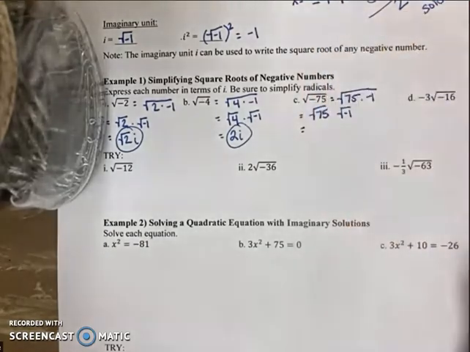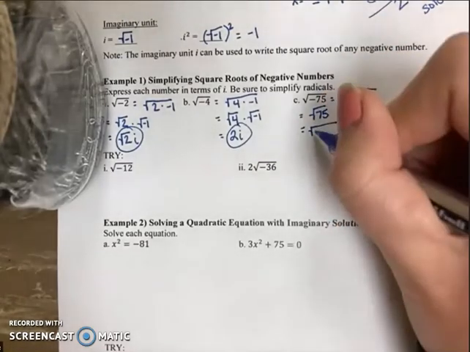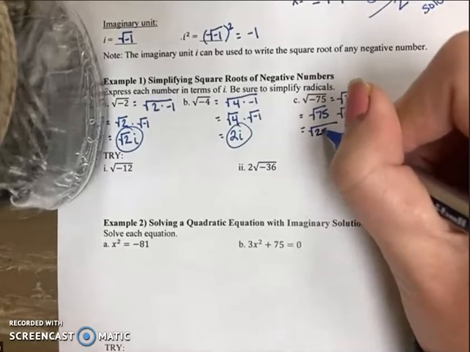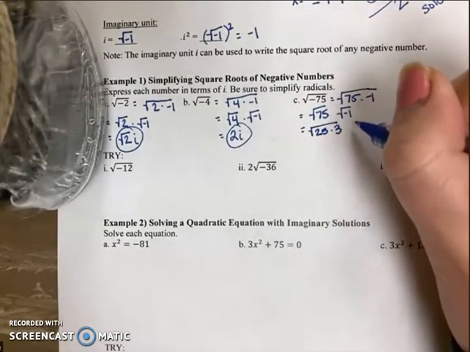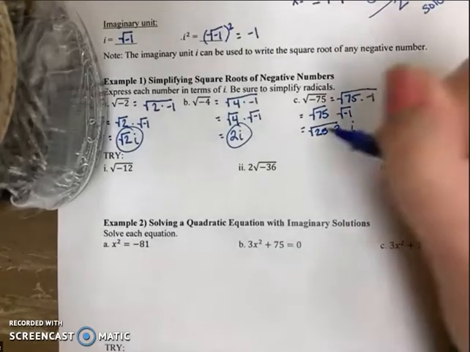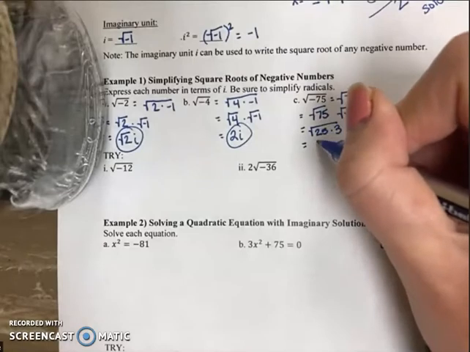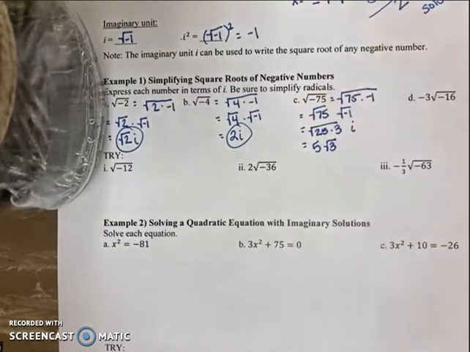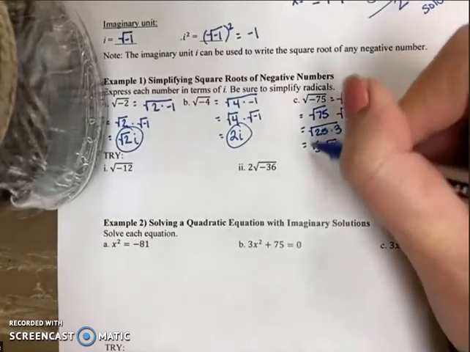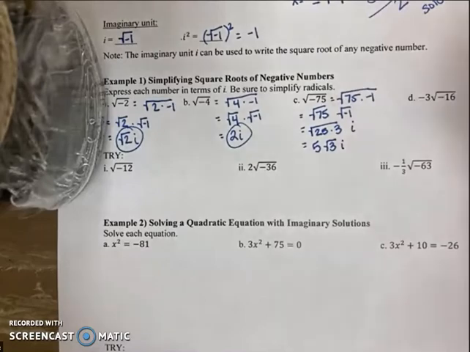Simplify this radical if you can. Well, I know that I can rewrite it as 25 times 3. And then the square root of negative 1 was an i. Keep going. The square root of 25 is 5, and I have the square root of 3 because the 3 was not a perfect square. Don't forget to put that i there. Let's just double check, make sure it's simplified all the way.